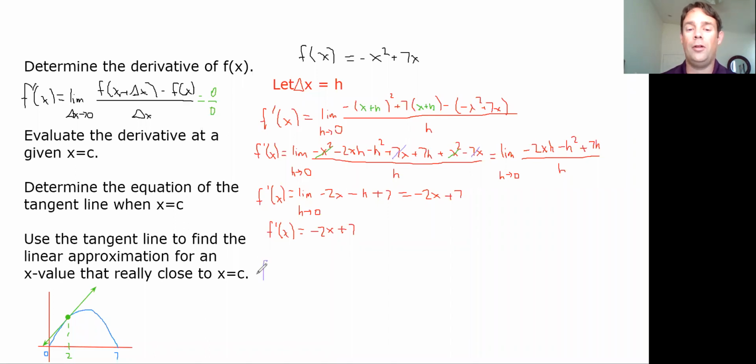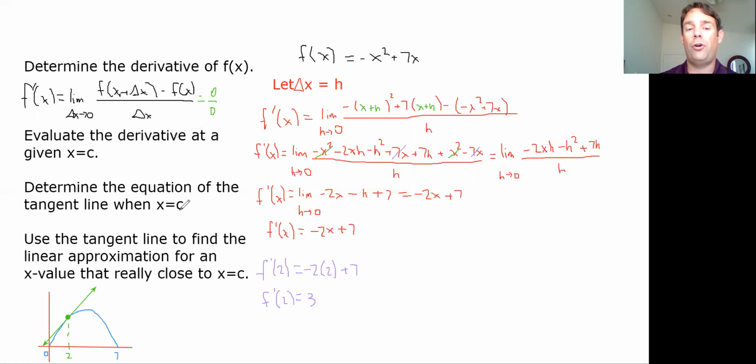When I plug 2 in for this, I should be getting a slope that is a positive number because derivatives are slope at a single point. It's the instantaneous rate of change. Average rate of change, slope, instantaneous rate of change, derivative. So at that single point, that tangent line would have a slope of 3. In other words, the instantaneous rate of change at that value x equals 2 would be 3.